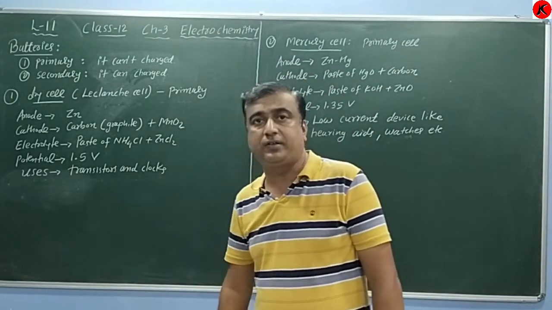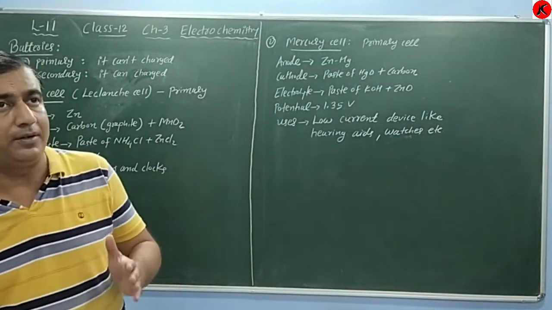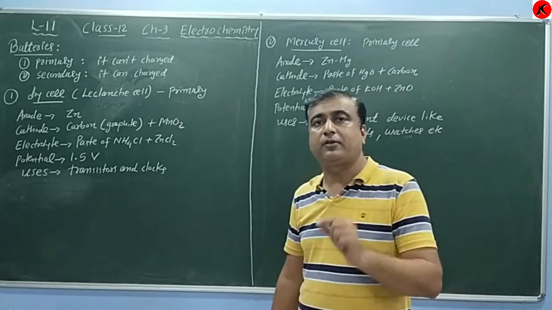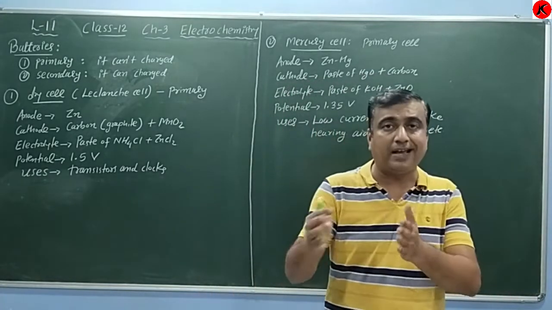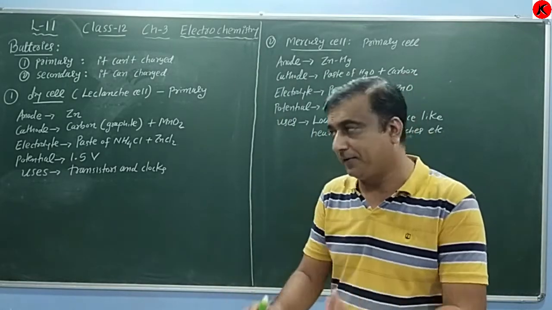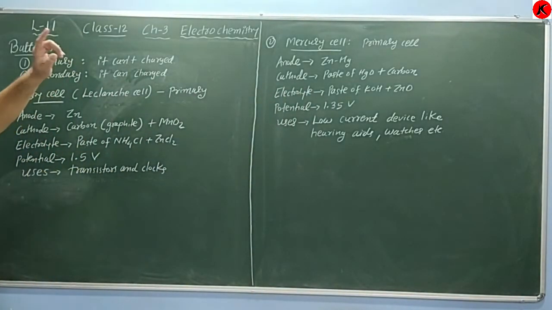Today we will discuss batteries. A battery is one type of chemical cell, that means an electrochemical cell. An electrochemical cell converts chemical energy, which is produced by a redox reaction, into electrical energy. That means chemical energy is converted to electrical energy in a battery. We use it for producing current.